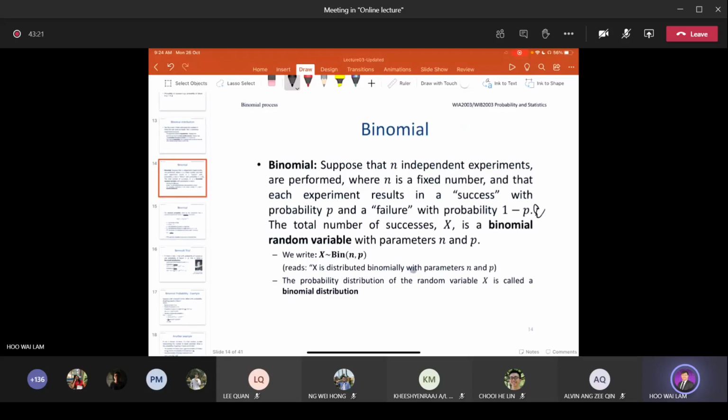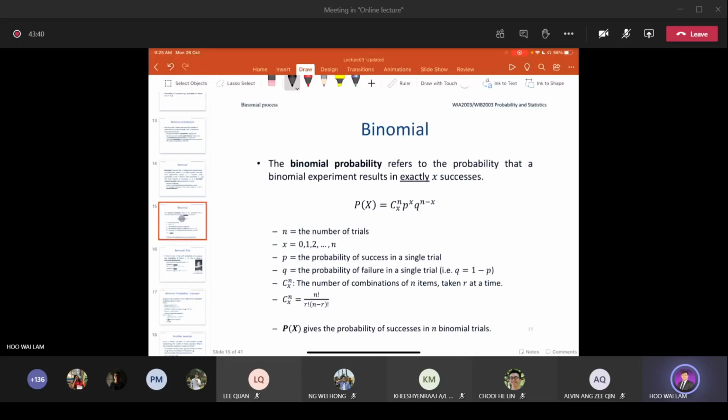Why is Q not inside? Because Q can be calculated using P, so you don't really need another parameter or variable for it. The probability distribution of the random variable is called a binomial distribution. So this is how the binomial distribution is supposed to look, and there is a formula for you to remember, which is this one.